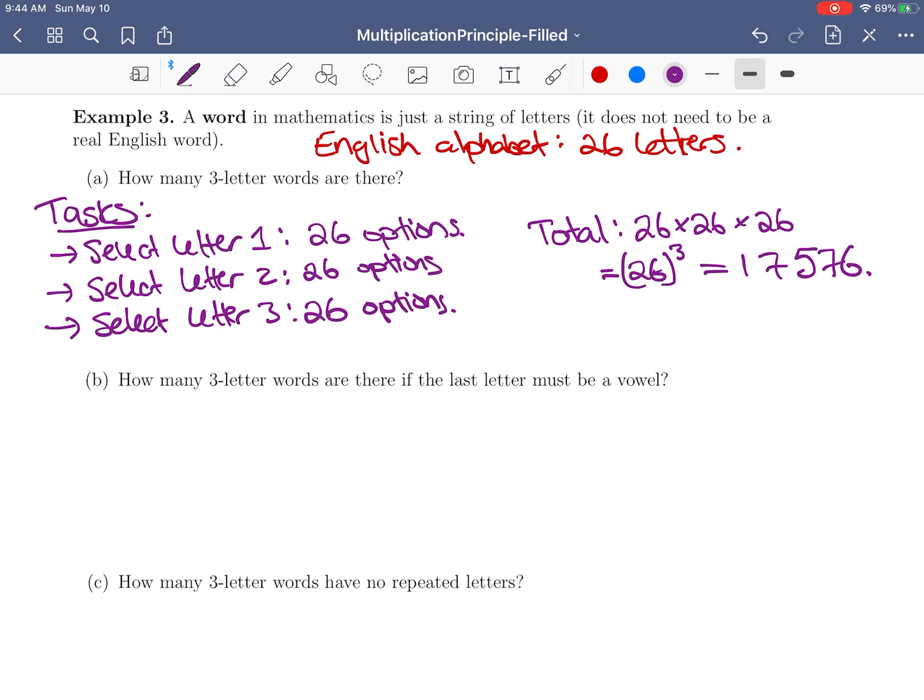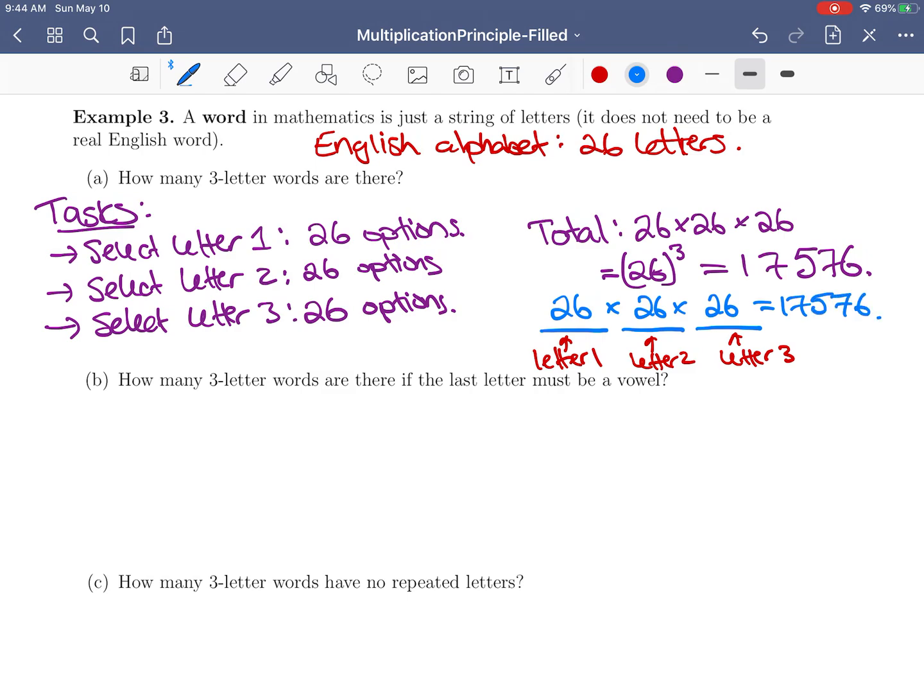Now, this is a lot of writing. Normally we are lazy and we don't do that, but we still want to show our work. So what we might do instead is have 3 spaces, 1 for each letter, and then underneath write what we're doing. The first space is going to be letter 1, the second space is going to be letter 2, and the third space is going to be letter 3. And then I would have 26 options for each, and that would be enough to show my work for what I was doing. I would understand what happened there.